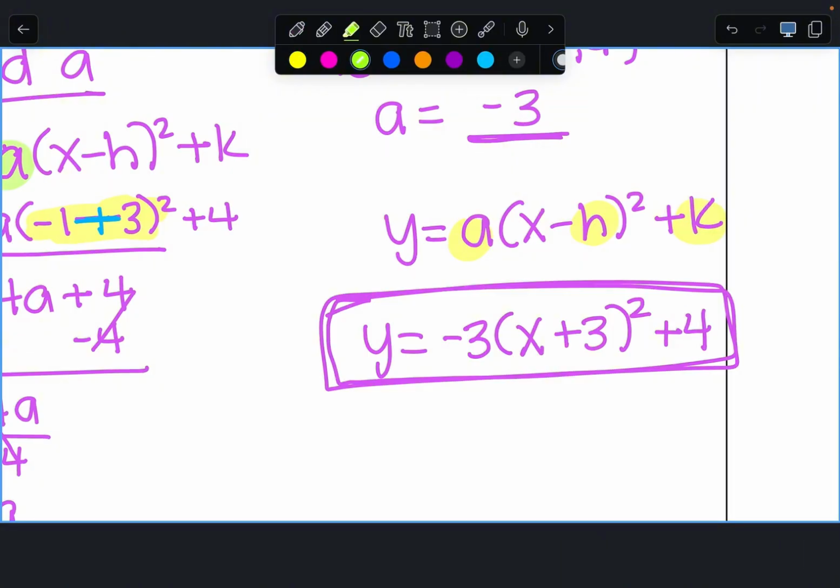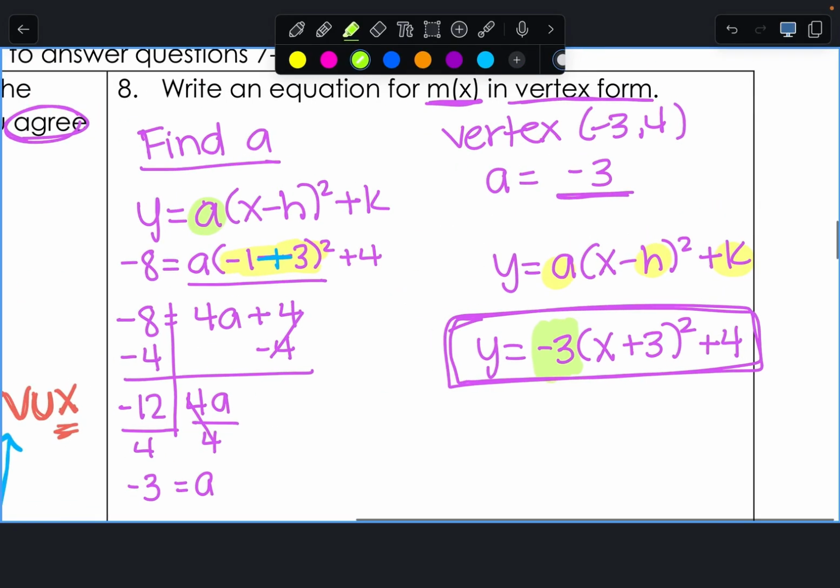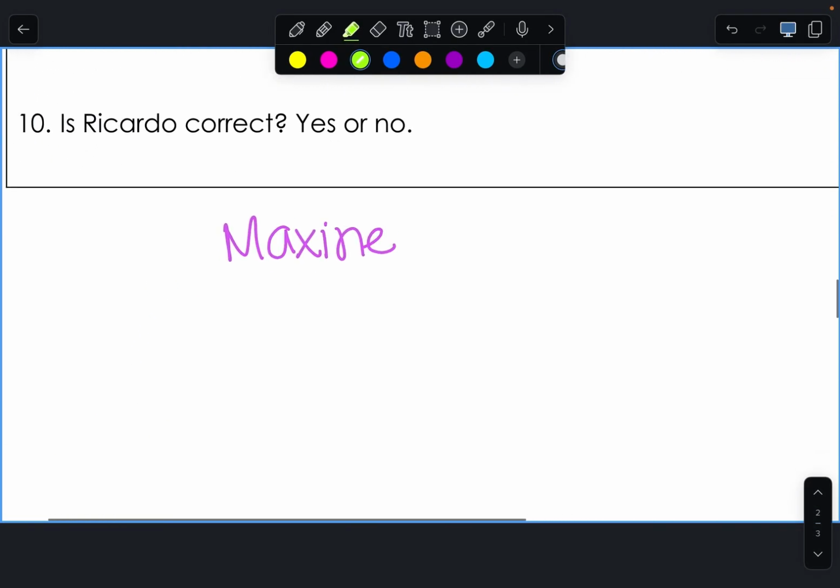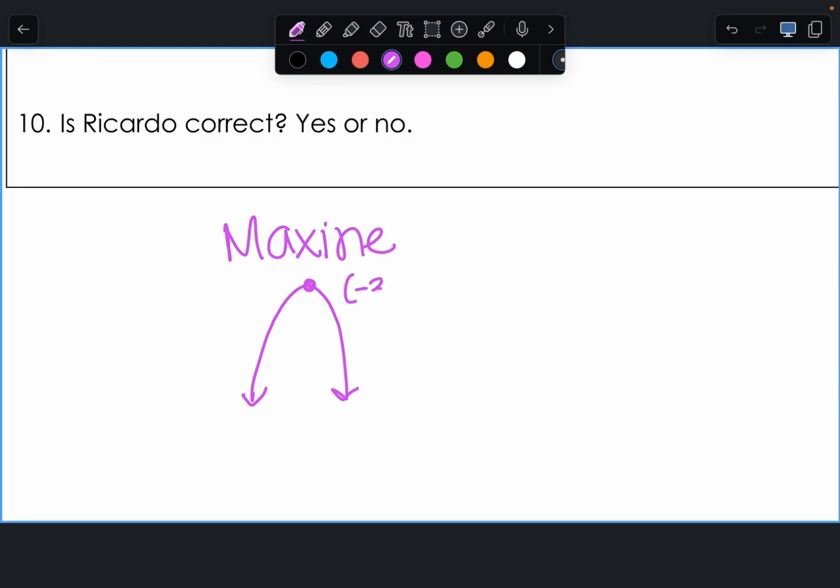But look at Maxine's value of A. What does a negative 3 value of A tell me about my parabola? Is it going to be a U or an N? An N. It'll flip upside down. It's going to reflect. So Maxine's parabola will be upside down, and my vertex is negative 3, 4.